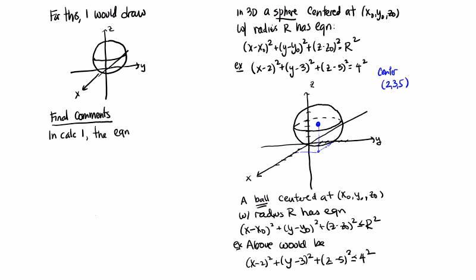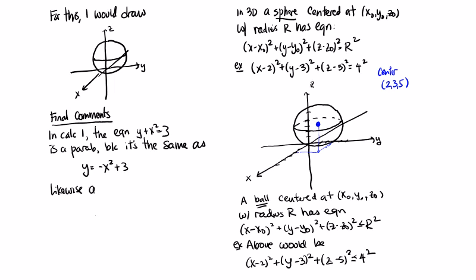The equation something like y plus x squared equals 3 is a parabola, because it's the same as y equals negative x squared plus 3. Like you rearrange it to make it familiar. Right? So likewise, let's say the equation of a sphere may not be immediately obvious.